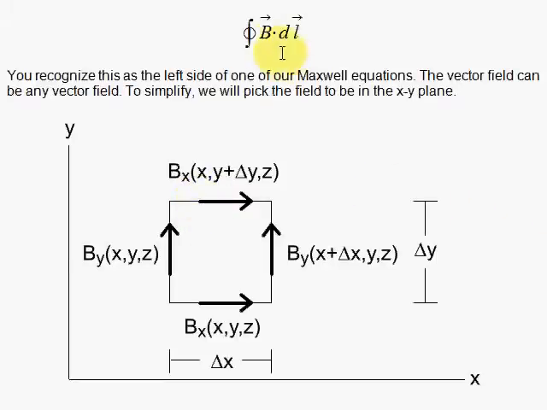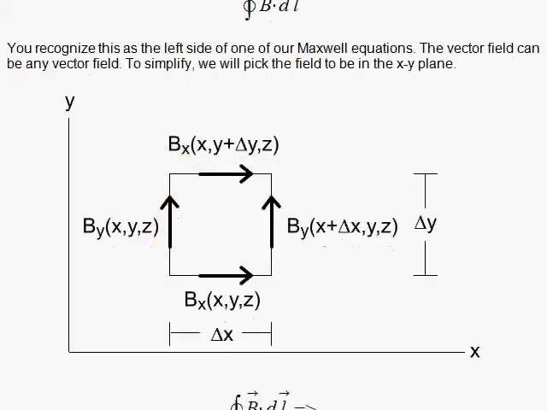So when you have this B dot dl, it will be positive on the bottom, positive going up, and notice it'll be B_x here and B_y here, and then here it'll be negative because the dl is a negative dx i hat, and here a negative dy j hat because I'm pointing down.